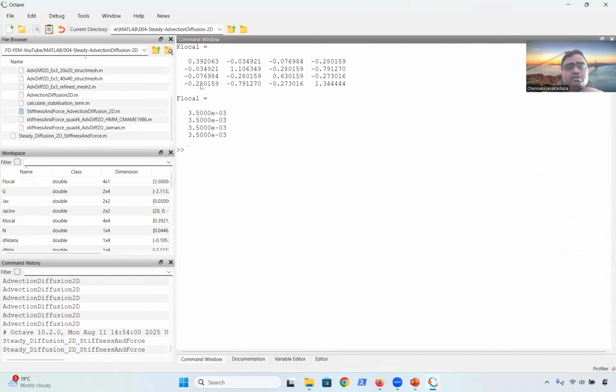Okay, so this is our stiffness matrix and this is our force vector. At this point we are not going to verify its correctness, but there are some checks that we can make. Some sanity checks. The stiffness matrix should be symmetric. Check if it is symmetric.